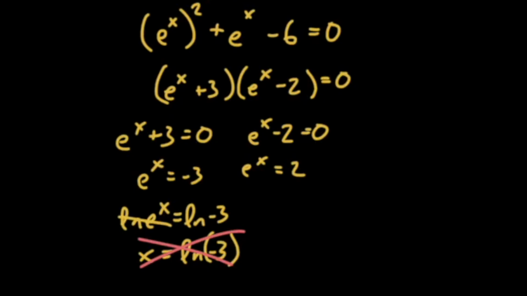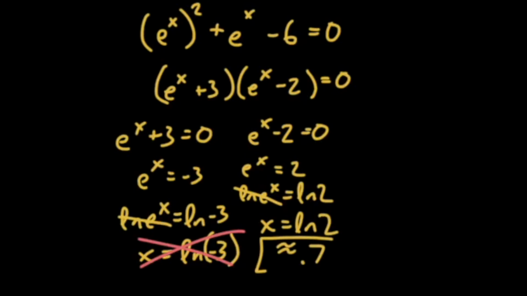So let's look at the other one. Here I just have to take the natural log of both sides again, but this is just the natural log of 2, and I can do that. So the natural log of e goes away, and I have x equals the natural log of 2, and if you type that into a calculator, you get about 0.7.